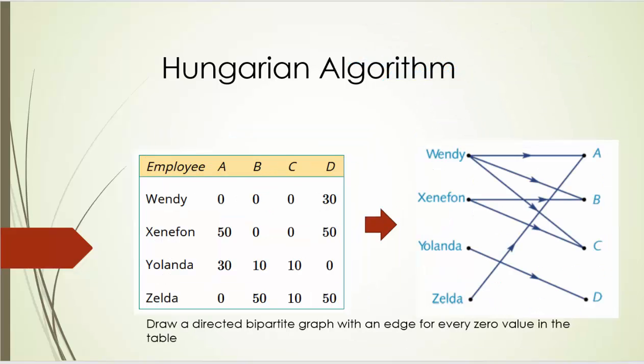We now have enough information to create a bipartite graph. Just use the values in the table which are 0. Wendy's got 3 zeros, so Wendy could do A, B or C. Xenophon could do B or C, and those lines have been drawn in there. Yolanda can only do D, and Zelda can only do A. Now we still haven't finished, but what you do, as it says at the bottom here, is draw a directed bipartite graph with an edge for every 0 value in the table. You'll see how this pans out in a moment.